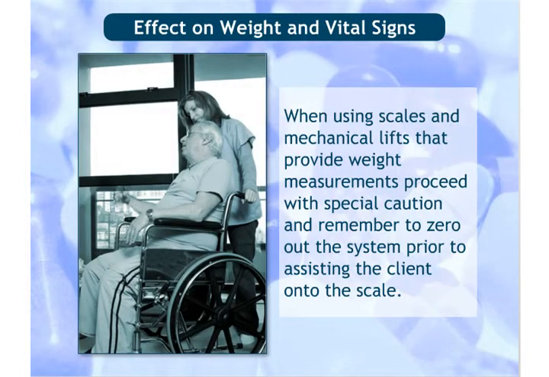When using scales and mechanical lifts that provide weight measurements, proceed with special caution, and remember to zero out the system prior to assisting the client onto the scale. Be sure also to subtract the weight of a wheelchair or a walker if the client uses it while on the scale. You can write the weight of the equipment on a sticker or a piece of white tape that can be attached directly to the device. This technique will save time and effort in assessing future weights and add to the accuracy of the process.